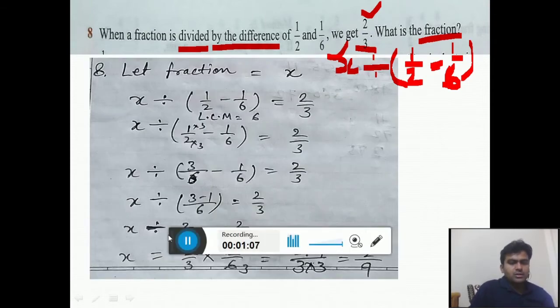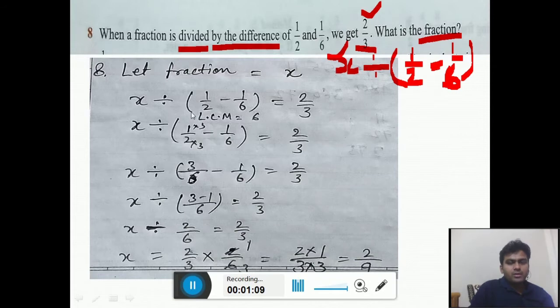Now see the solution. x divided by 1 upon 2 minus 1 upon 6 equals 2 upon 3. Now what do we have to solve? We have to solve this bracket. So inside the bracket, 1 upon 2 minus 1 upon 6. Between the numbers there is a minus sign, so what we will do? We will take the LCM.